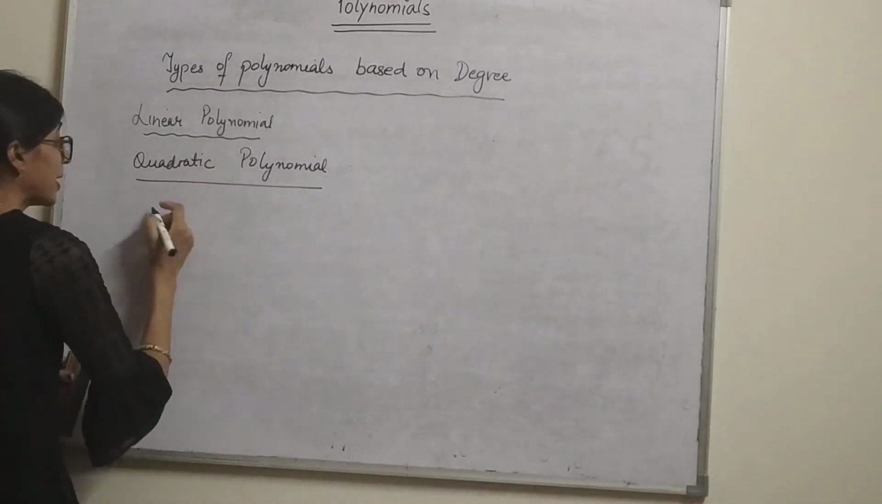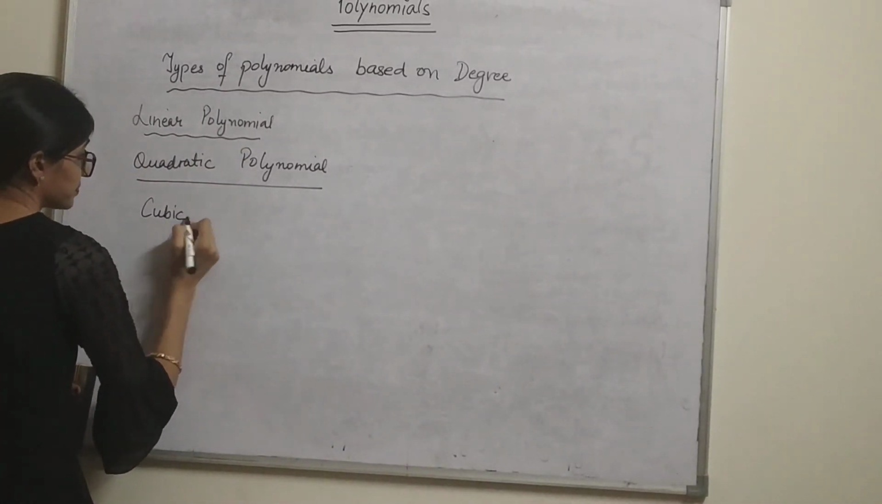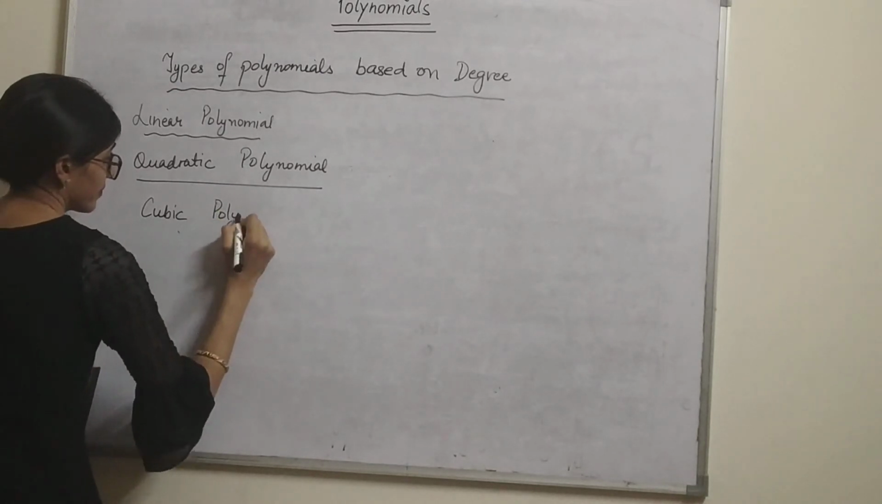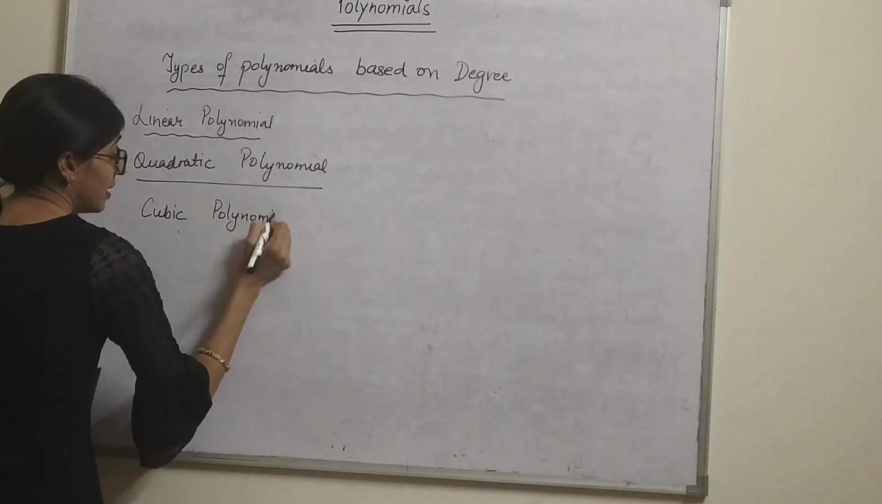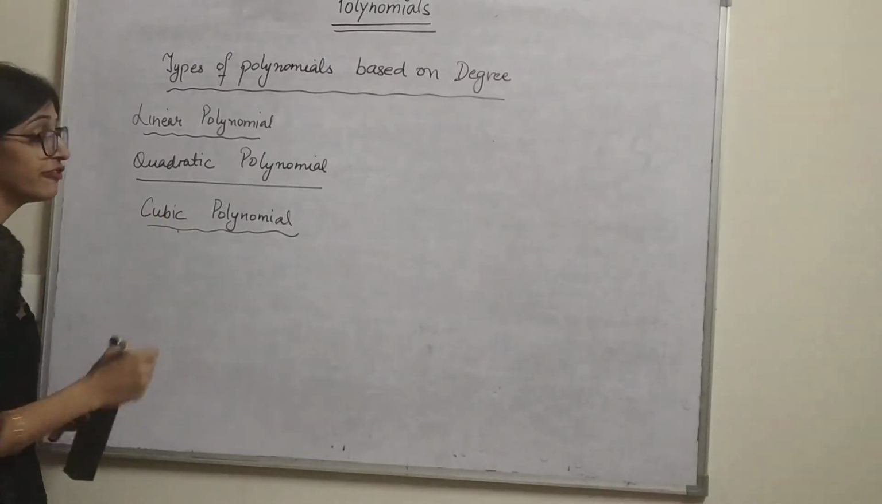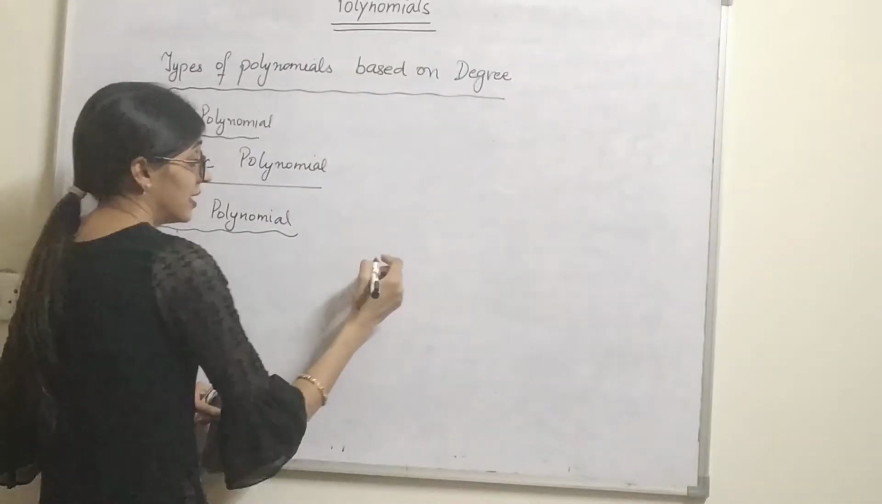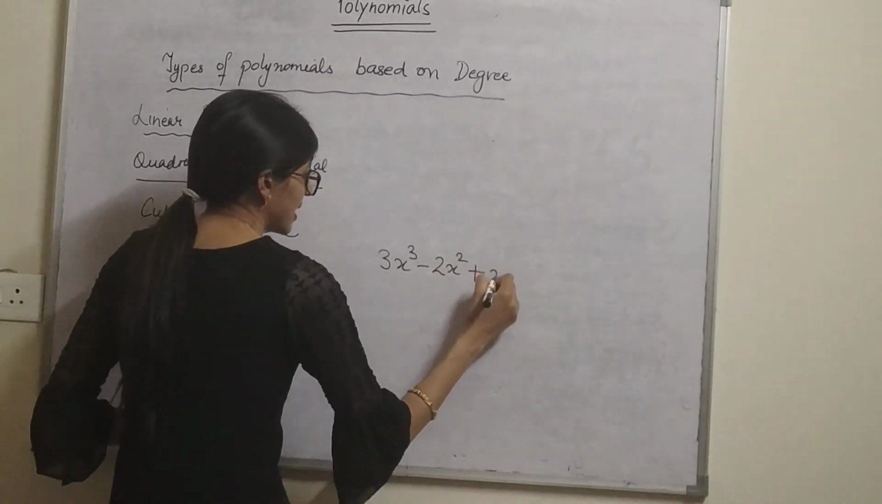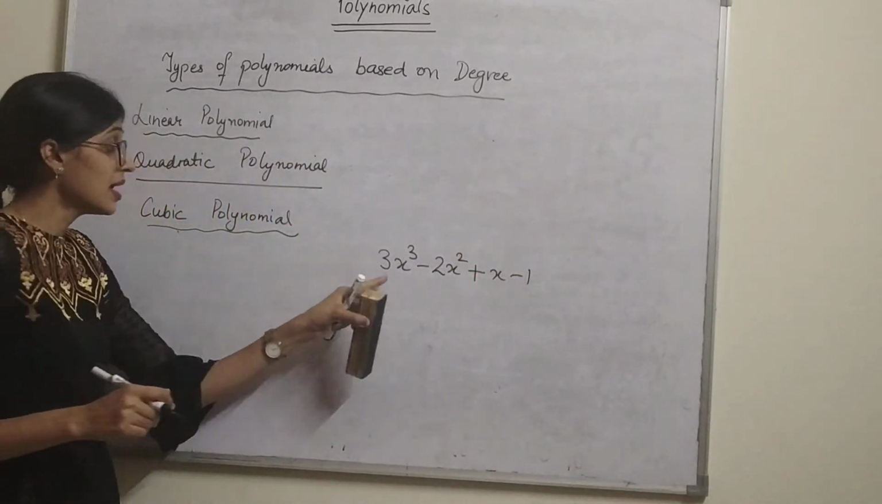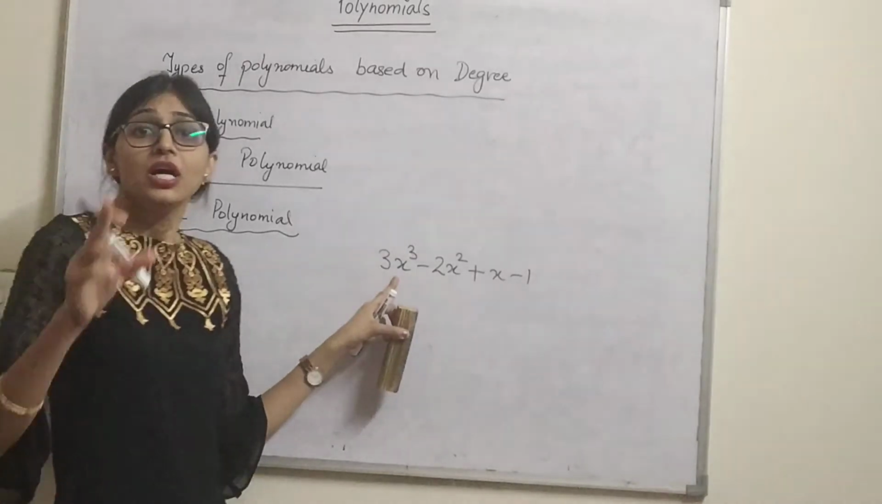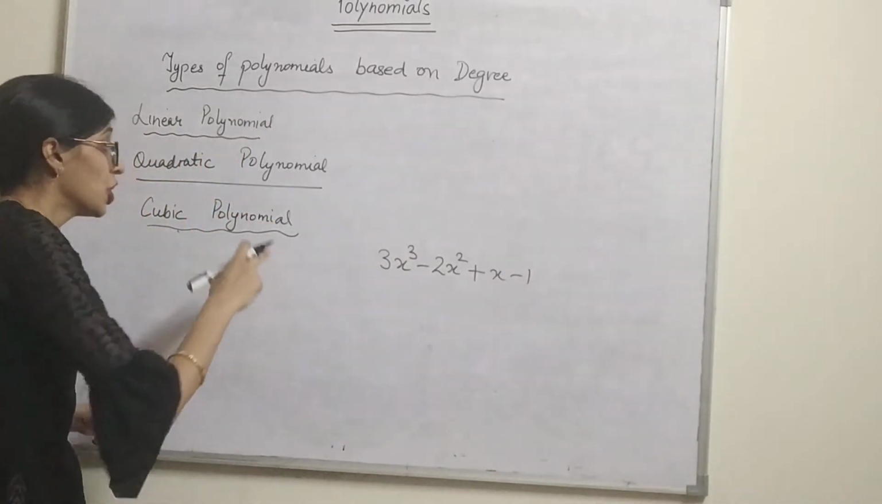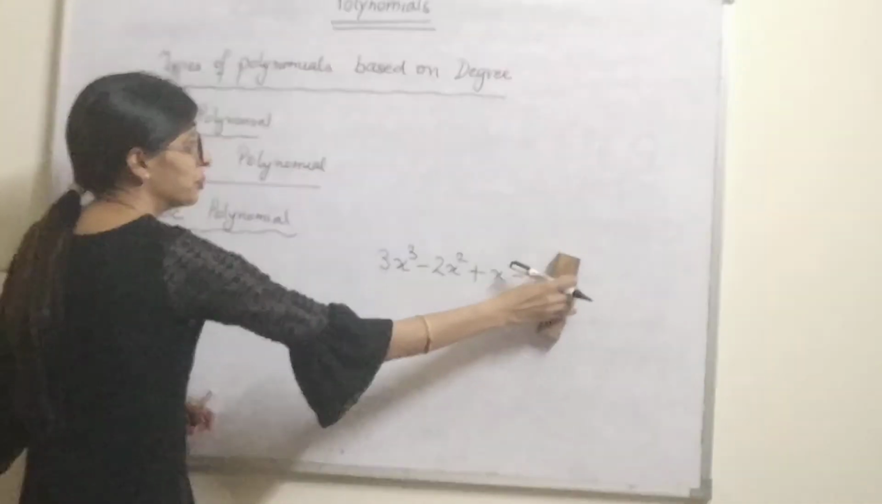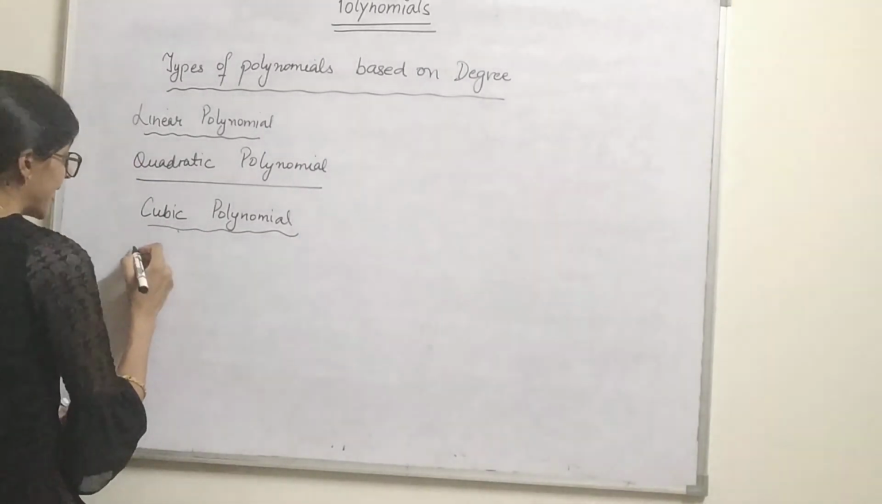Next, cubic polynomial. Cubic polynomial is where the highest degree of the polynomial is 3. Like 3x cube minus 2x square plus x minus 1. Here the highest degree of the polynomial is 3, so this is a cubic polynomial. Cubic.